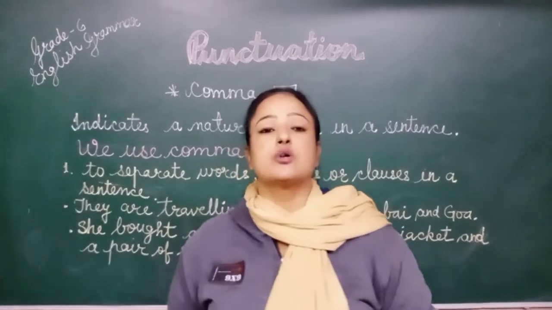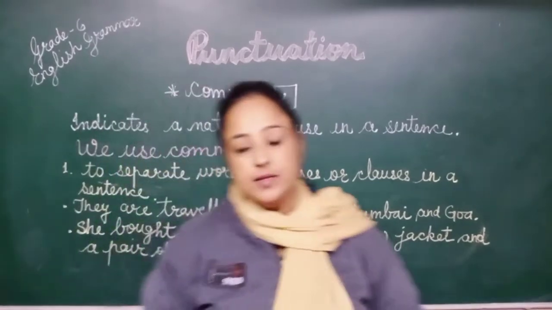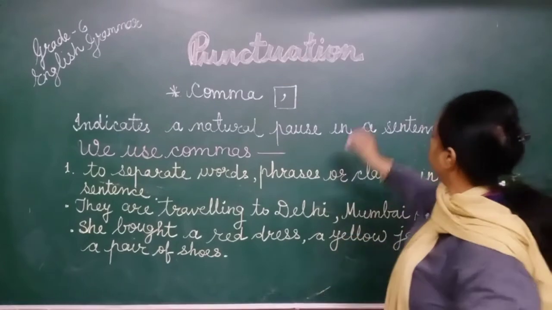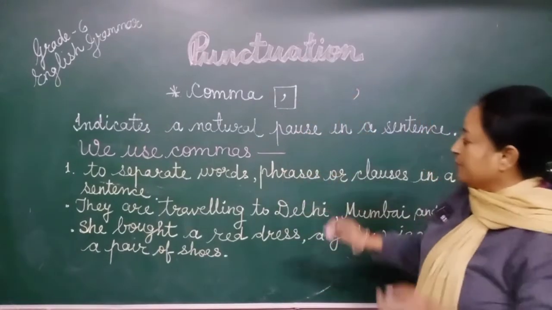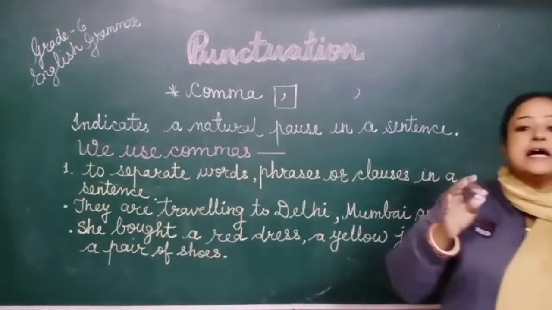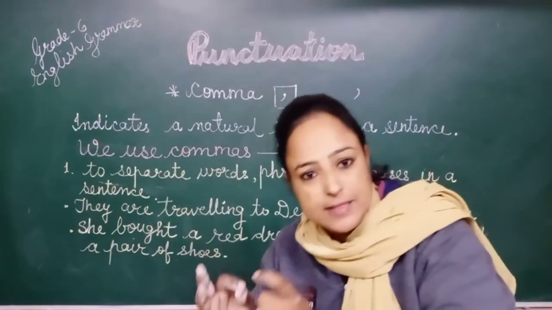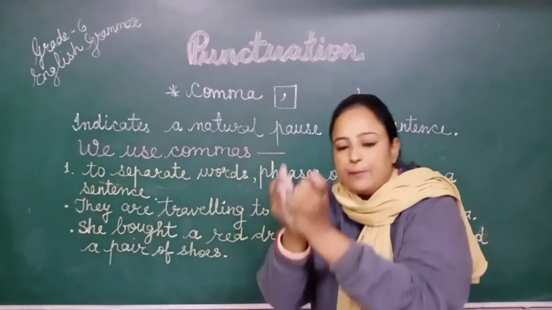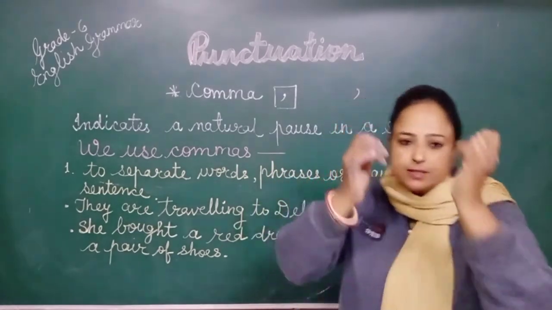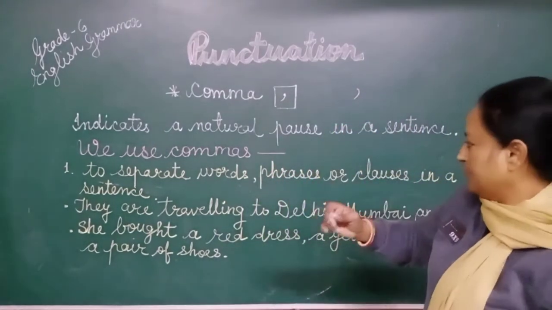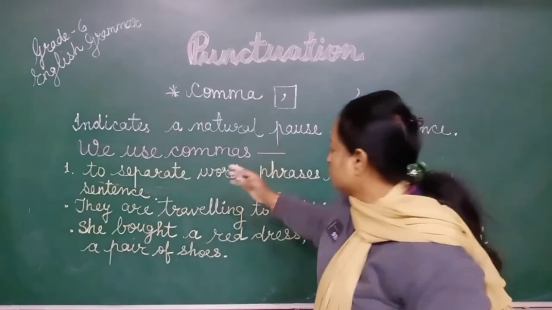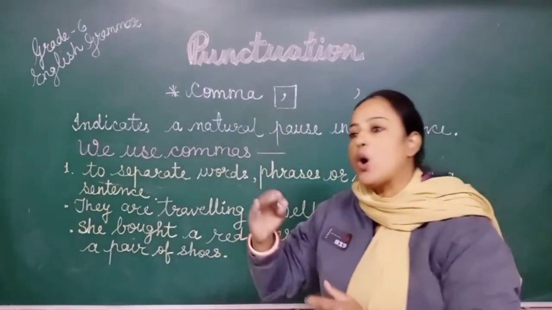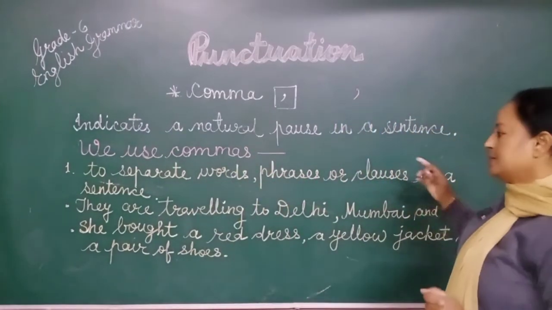Now the next punctuation mark is comma. You can see the symbol of comma here. Comma. Comma indicates a natural pause in a sentence. जब हम फ्लुएंटली कुछ बोलते हैं तो कहीं पर हमें रुकना होता है, पॉज देना होता है, where we use comma. For example, we use commas to separate words, phrases or clauses in a sentence.